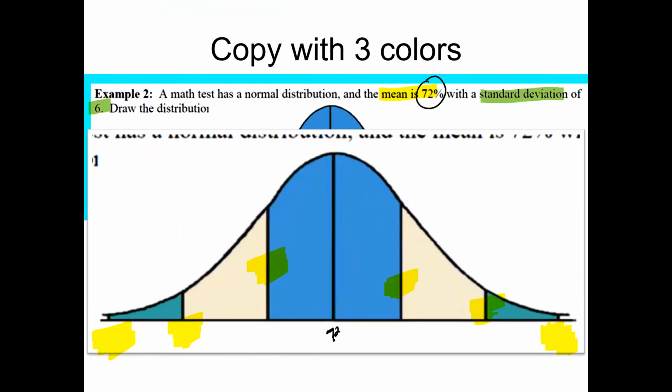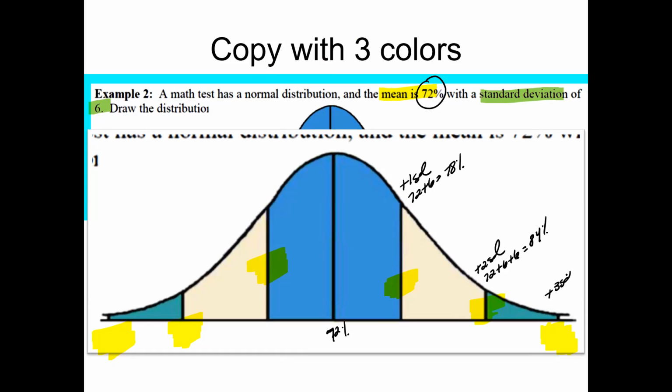Then it has a standard deviation of 6. So what that means is that at one standard deviation, it is going to be 72 plus 6, which is going to be 78. So that's a 78%, like somebody who got a 78% on the test, okay? Then if somebody got 2 standard deviations, it is going to be 72 plus 6 plus 6, 2 times. So that will be an 84%.